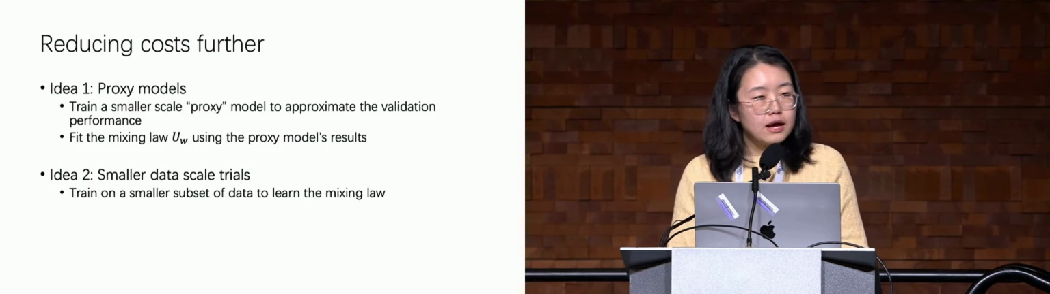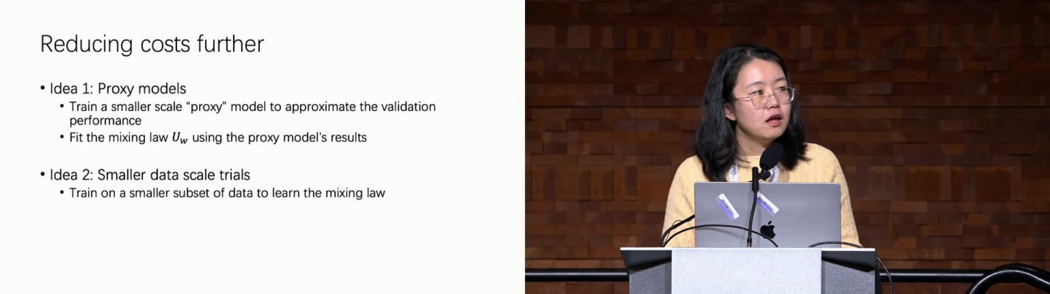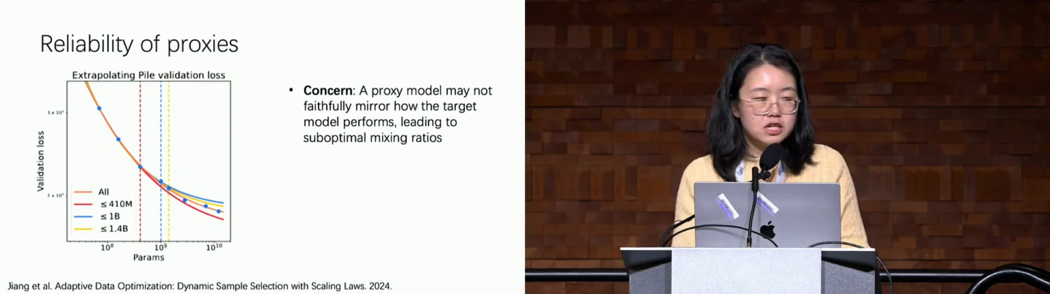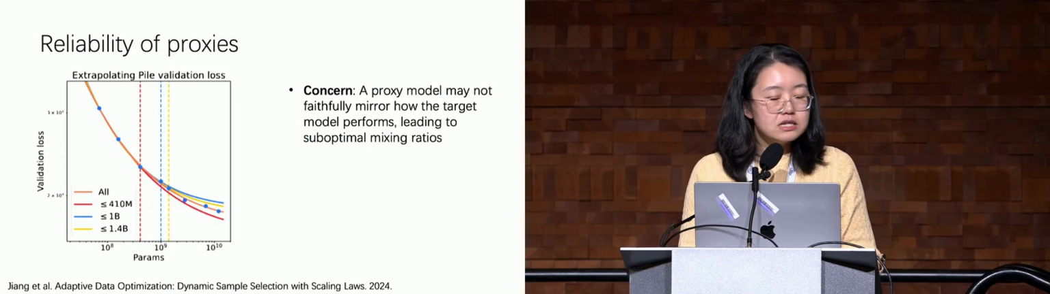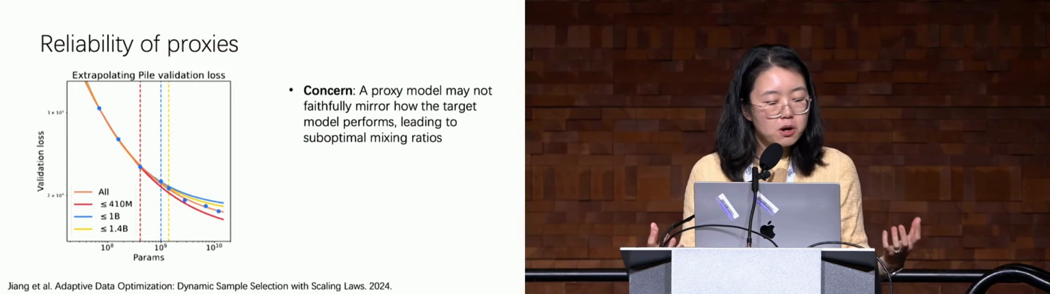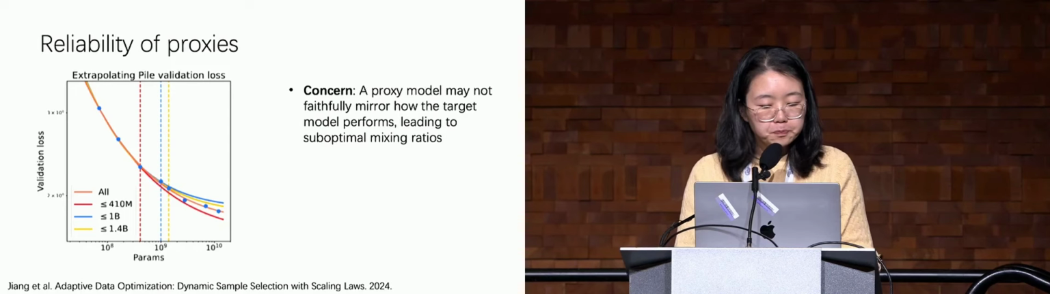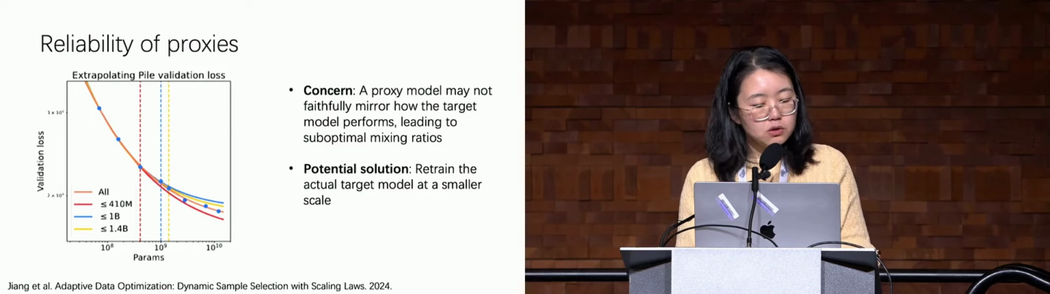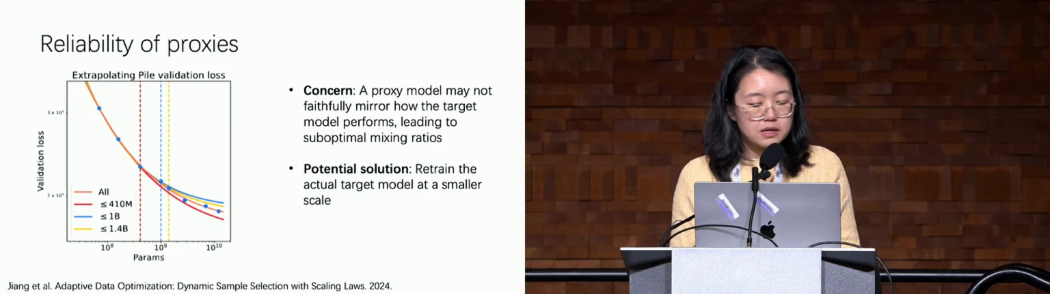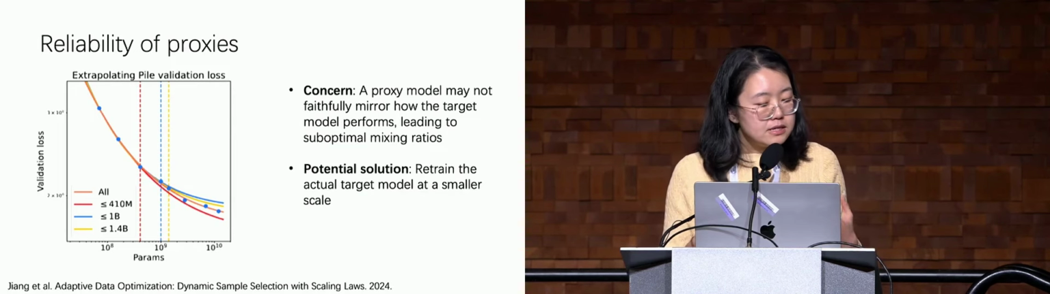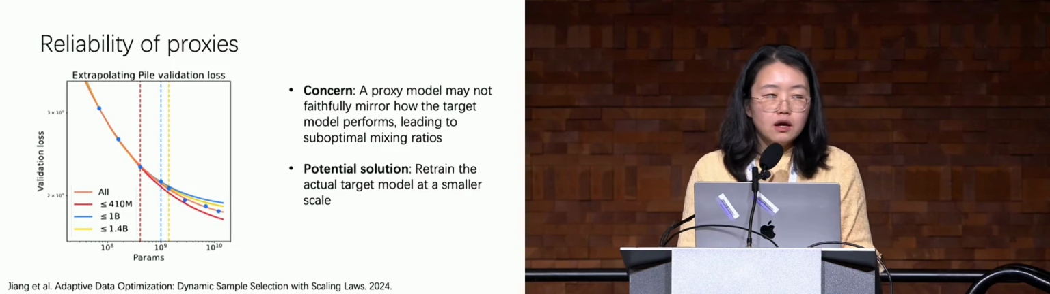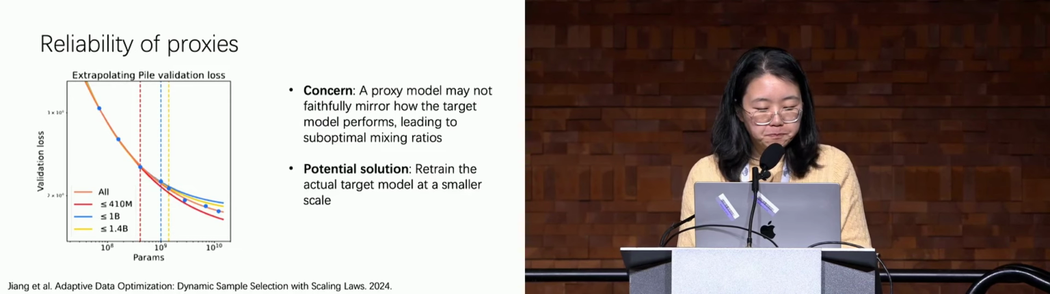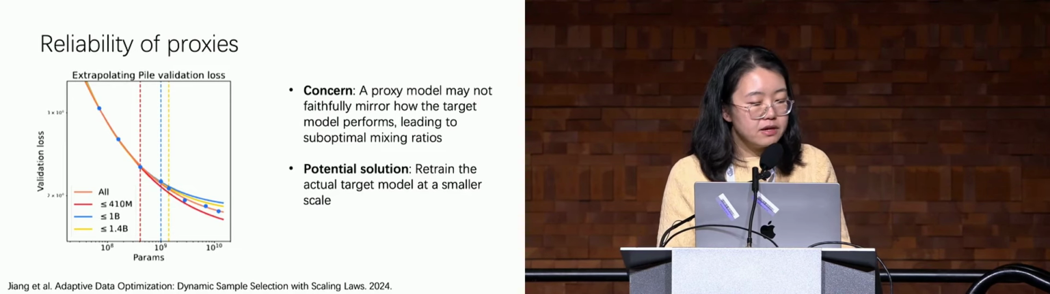So there are two ideas to help us cut the cost further, with the central theme of cutting the cost for each retraining run. One idea is instead of training the large full-scale model, you train a proxy model, and then approximate the validation loss using the results of the proxy model and then fit the mixing law using the proxy model's results. Another idea is to, instead of training on all the data, we retrain only on a small scale of data. But there are some caveats.